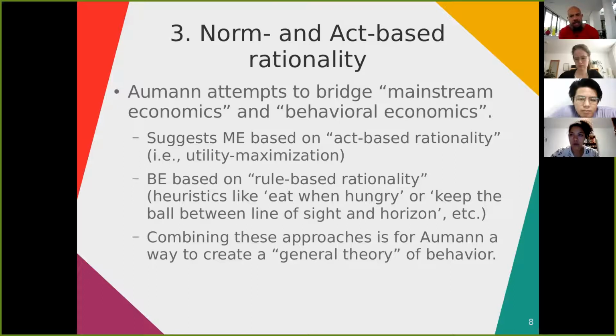Aumann actually is trying to build a bridge between what he calls mainstream economics and behavioral economics. It's a very short paper, only 5 pages. He suggests that mainstream economics is based on act-based rationality, so that can be perceived as utility maximization, what we discussed in the very first session. This is the standard theory that you find in economics, also in some other disciplines like political science generally.